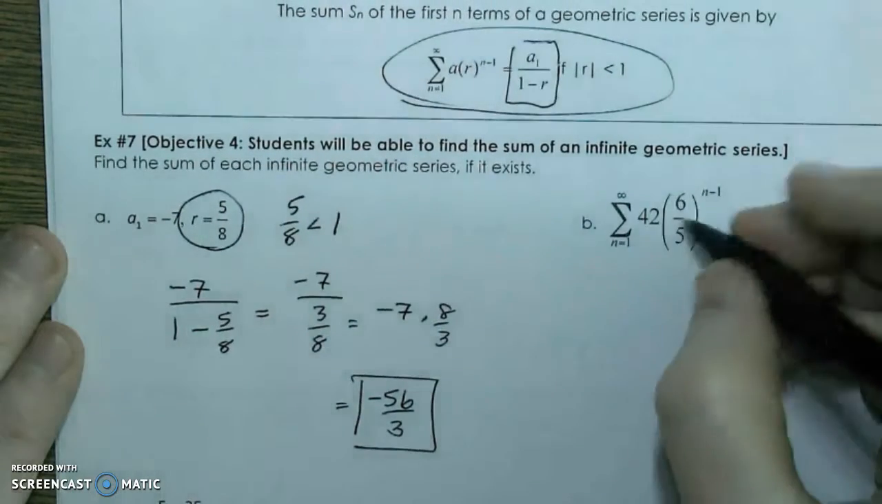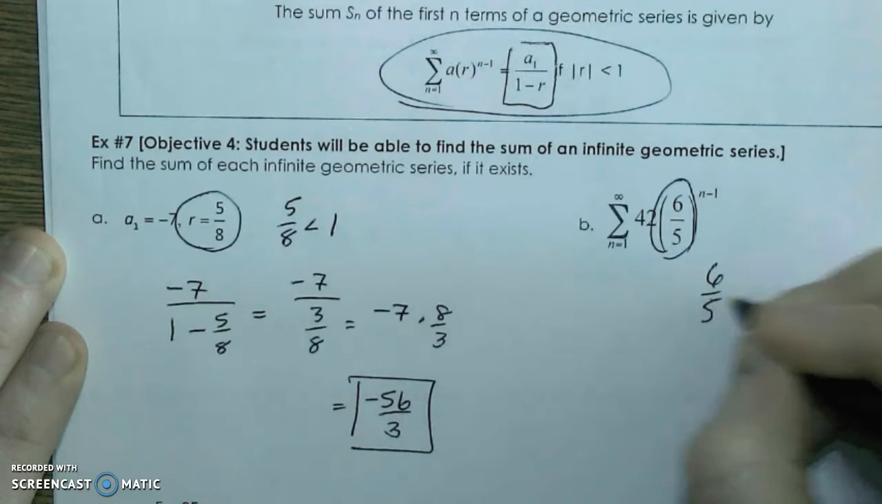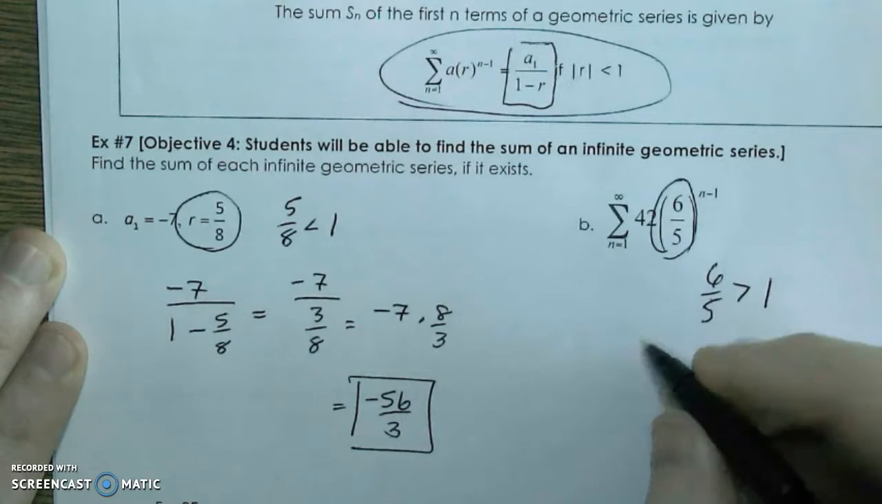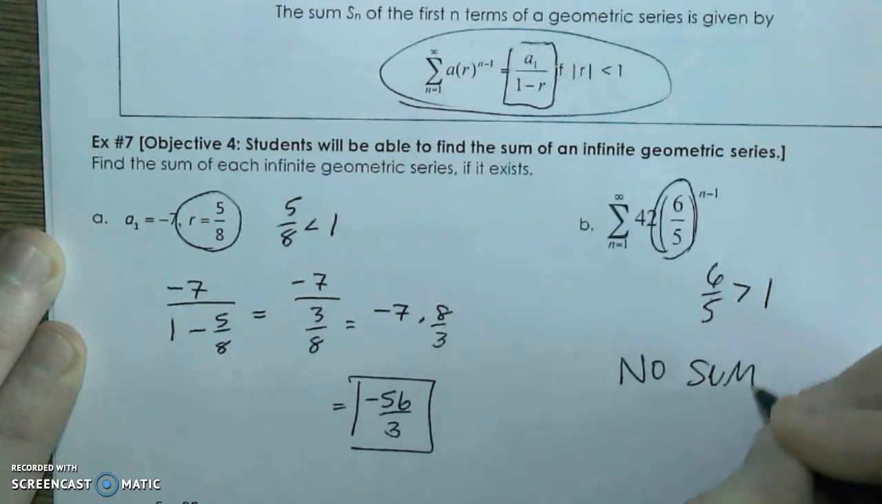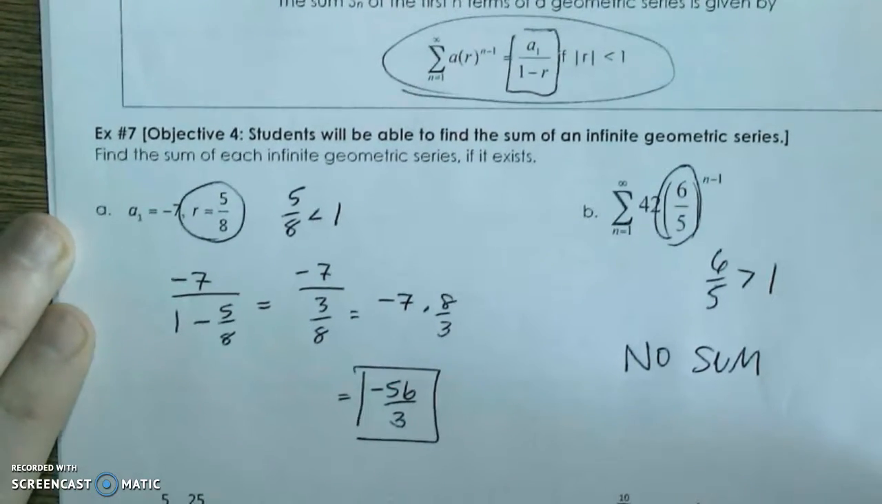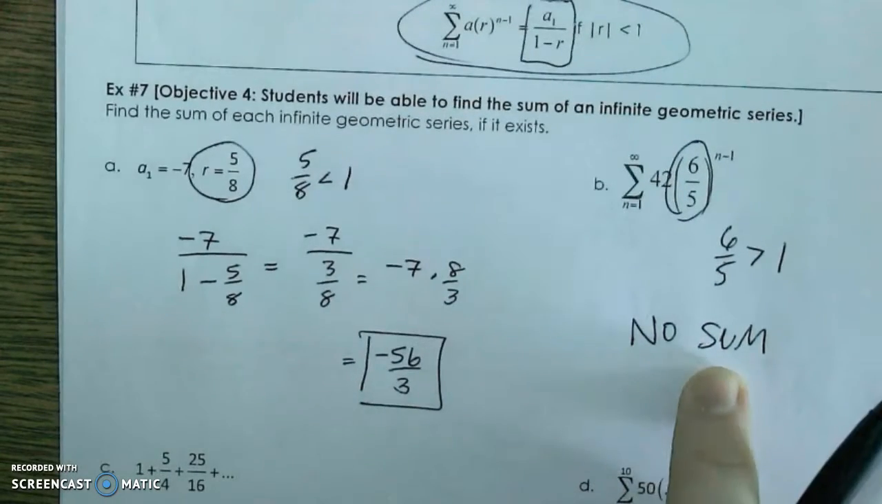Here, 6/5. This is bigger than 1. 6/5 is larger than 1. So no sum. The sum does not exist. It's not going to equal one number. It's just going to get bigger and bigger and bigger and never equal one number.